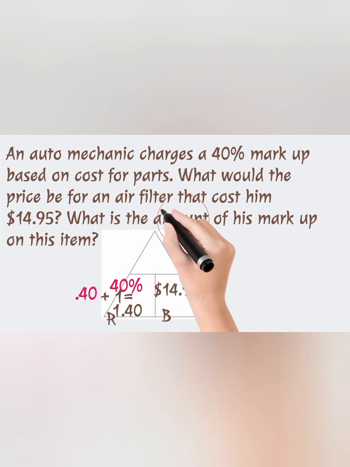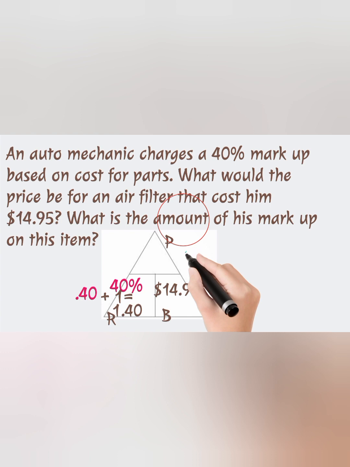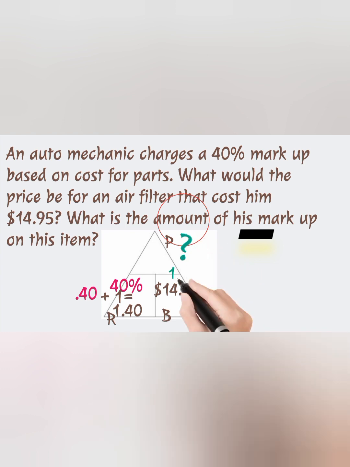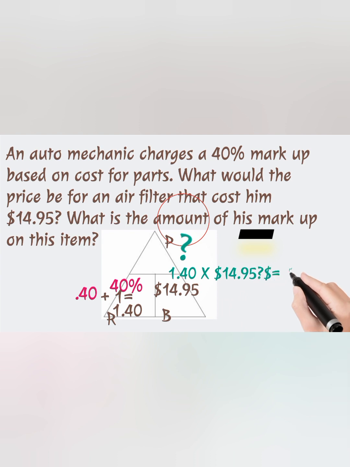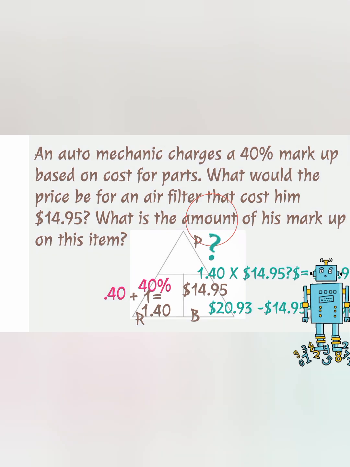And the next question is, what is the amount of his markup on this item? From the words amount of his markup on this item, it is looking for percentage, so we will multiply the rate times base. 1.40 times $14.95 equals $20.93. But we are not finished yet. We have to subtract it from the base. $20.93 minus $14.95 equals $5.98, the amount of his markup on this item.